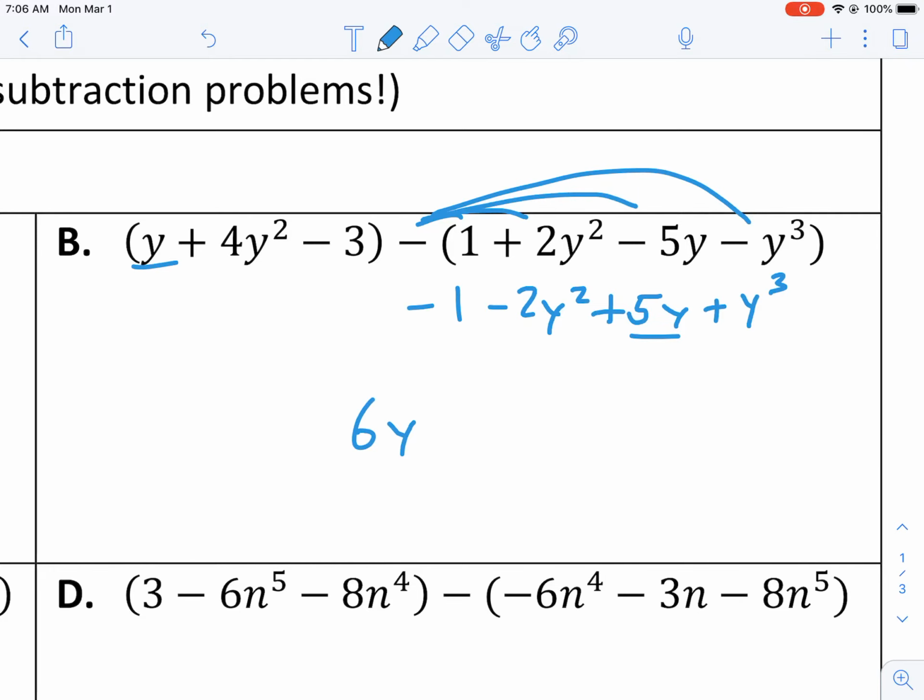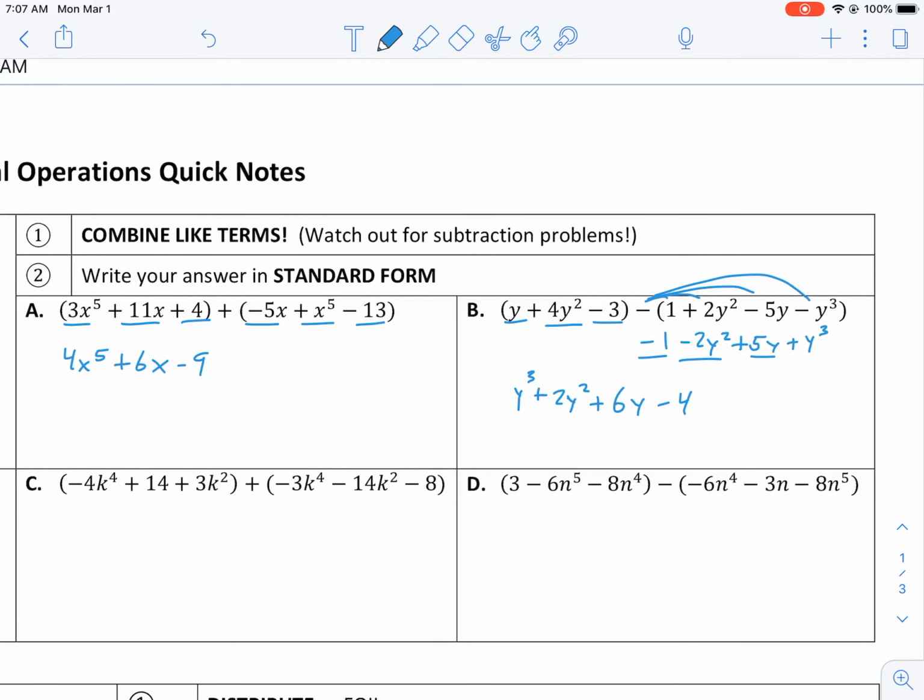And by the way, we normally will write things in standard form. So we want to put the 4y squared minus the 2y squared in front of it. And then you've got minus 3 and minus 1, so that's minus 4. And then you've got the y cubed in front. So that would be the answer here. Don't forget about that, because if you just start combining like terms with all this stuff, you're subtracting that stuff. So that's why all the signs flip. I'm not going to do C and D. I want you guys to try C and D.